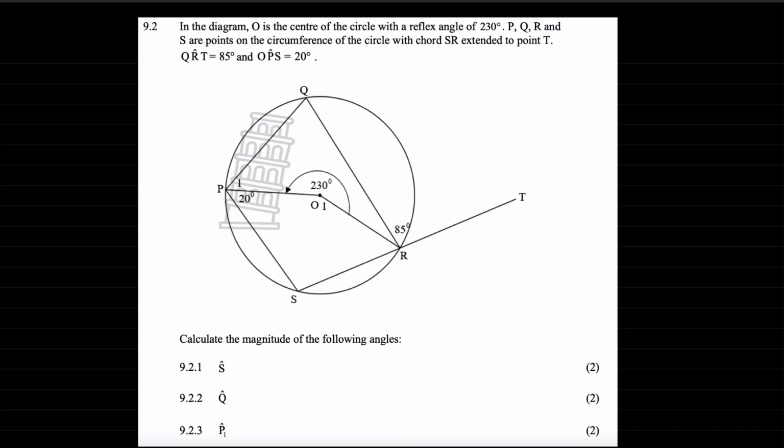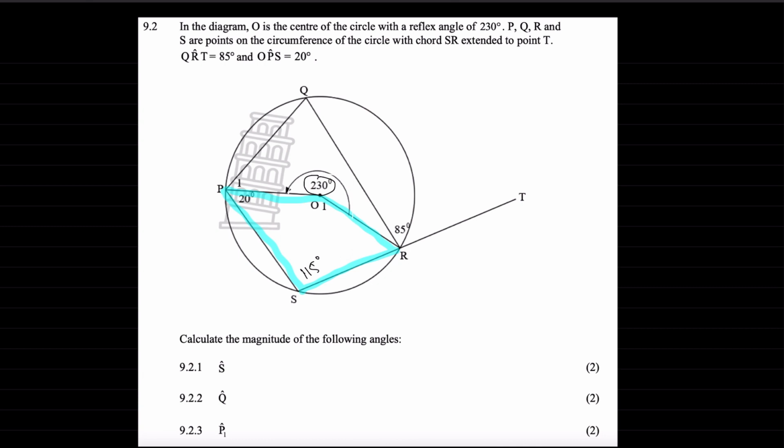Angle S. Okay, so to solve angle S, what we need to do here is focus on this shape right here. We know that this is going to be the angle at the center, and we can then apply the angle at the center theorem. Angle at the center is going to be 2 times the angle at the circumference. So if that's 230 degrees, then S is going to be half of it, 115 degrees.